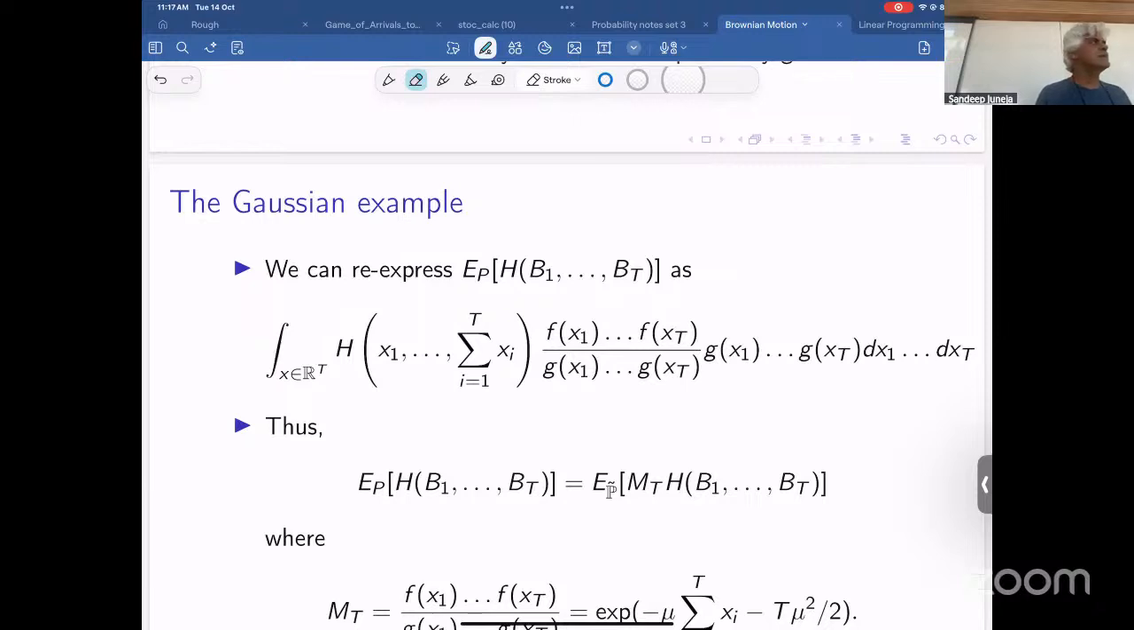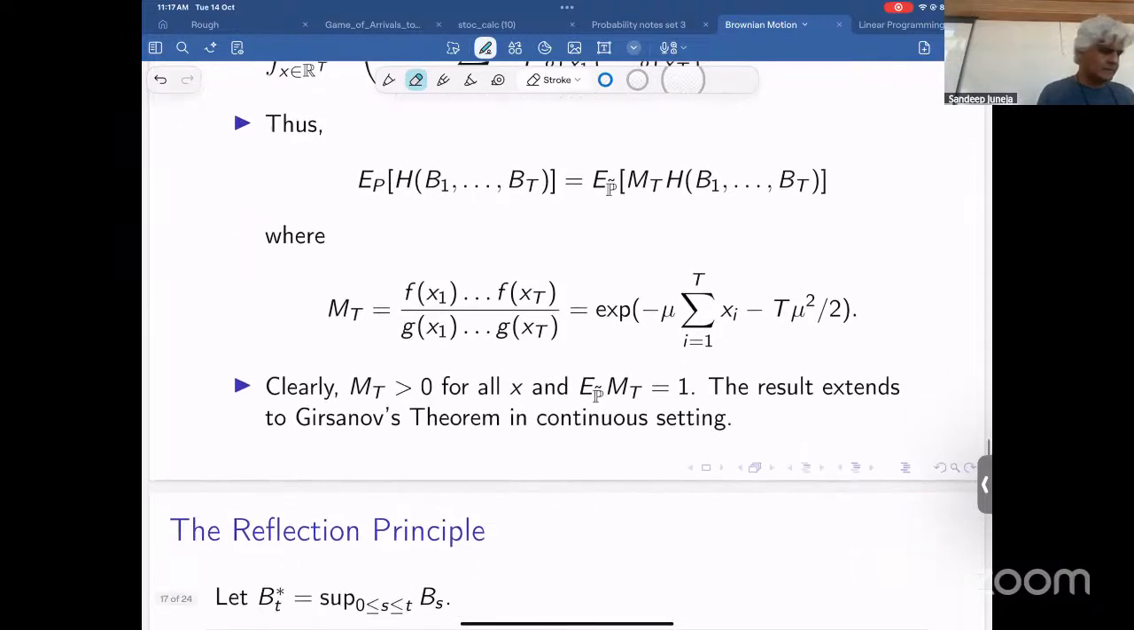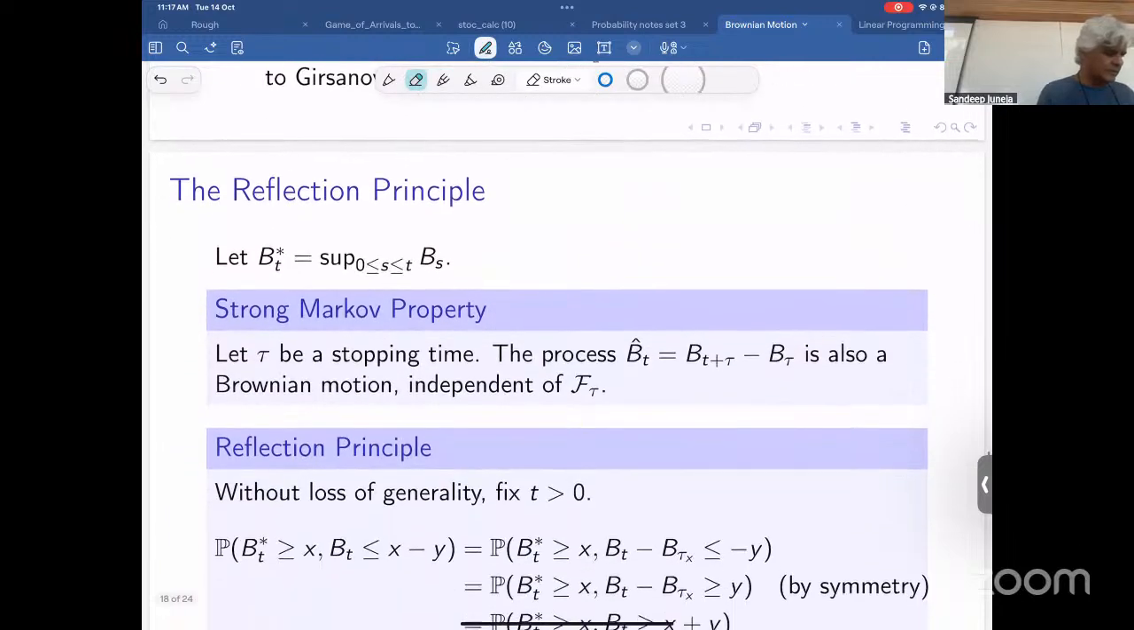All right. Okay, now let's do something very interesting with Brownian motion. It's called the reflection principle. Again, I'll not do this entirely rigorously, but still you'll get a flavor of what's going on.